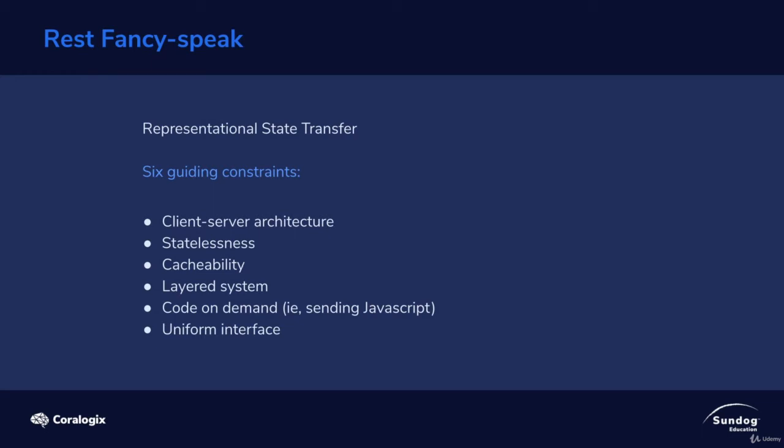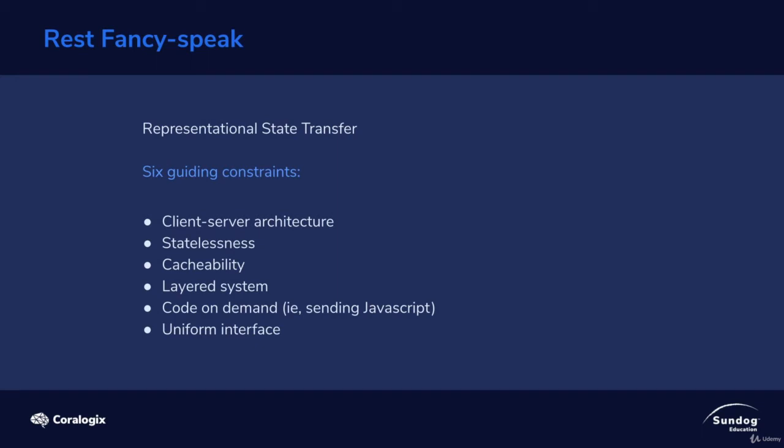Layered system, again, not a requirement, but it just means that when you talk to, for example, sundogeducation.com, that doesn't mean you're talking to a specific individual server. That request might get routed behind the scenes to one of an entire fleet of servers, so you can't assume that your request is going to a specific physical host. And again, this is why statelessness is important, because one host might not know what's going on in the other necessarily, so they might not be talking to each other really.